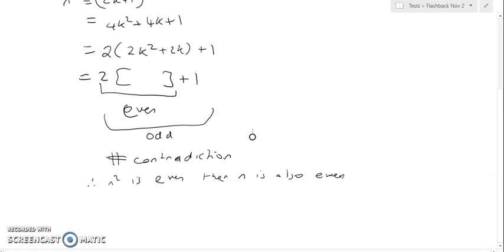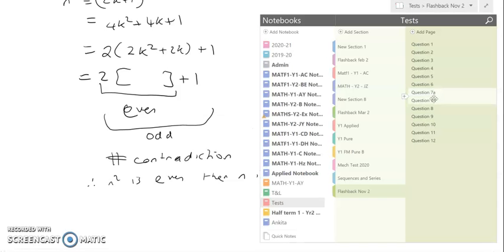Okay, so the next question that we had to do was this one. So it said prove that root 2 is irrational. This is also an example in the textbook. I think it's example number 3 in the Year 2 Pure textbook. And this is a really common proof, proving that a surd is irrational. So this is also done by contradiction.